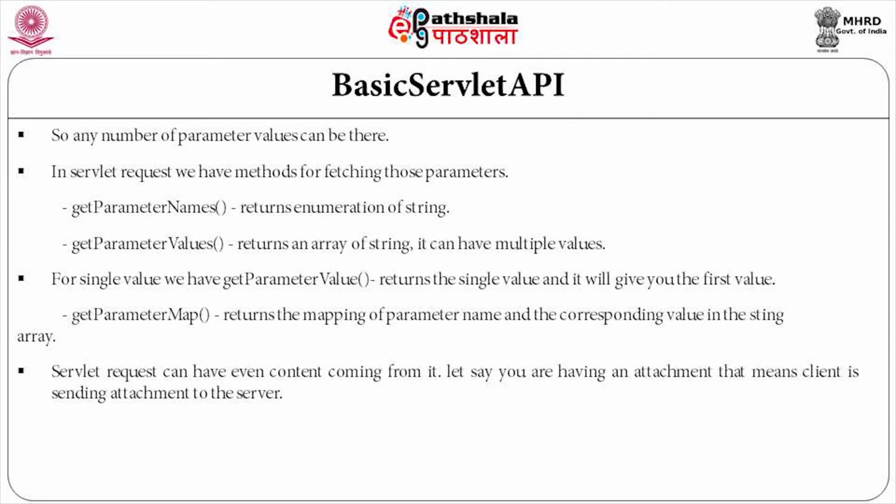Most commonly we have a single value, for which you can use the method called getParameter. You pass a parameter name and get the single value for it. If there are multiple values, it will just give you the first value.